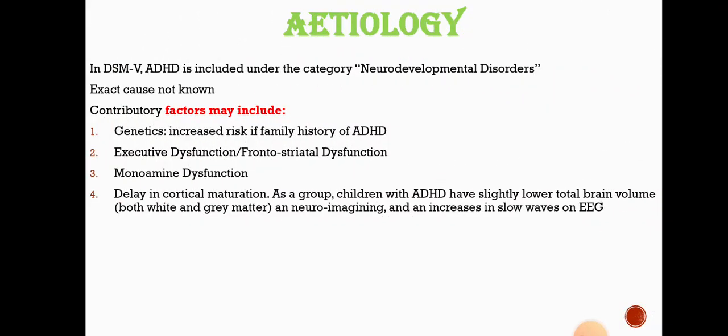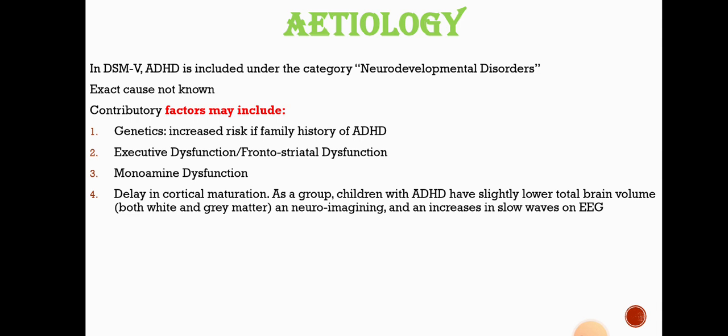Next, coming to etiological factors, the exact etiological factors are unknown, but there are some contributory factors. First one is genetics. In the family, if anybody has a history of ADHD, there is a chance of getting a baby with ADHD. And next one is executive dysfunction or frontal lobe dysfunction, means abnormal lesions in the frontal brain. It also leads to ADHD. And the third one is monoamine dysfunction, means there is an abnormal transmission of dopamine, serotonin levels, or norepinephrine. It also leads to ADHD.